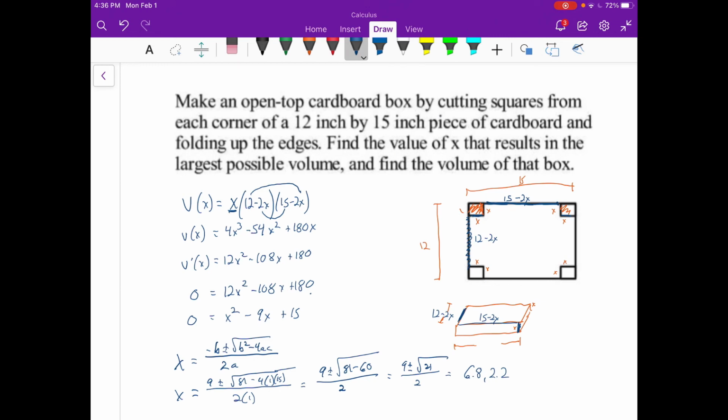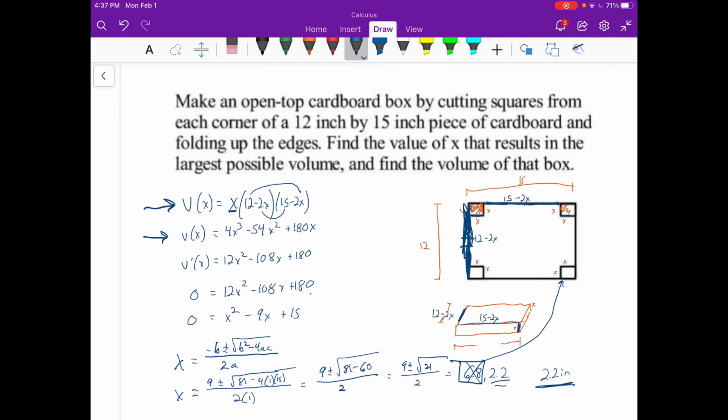Well, only one of these we could actually do. If we tried to cut out a 6.8 side, we wouldn't have enough room or enough cardboard to actually have 12 inches, because if we cut off 6.8 and 6.8, they would overlap. There's not enough room. So that answer is not possible. And so we would cut off 2.2 inches from each corner. So find the value of x. We found that. And then we would want to plug it back into either one of these would work.